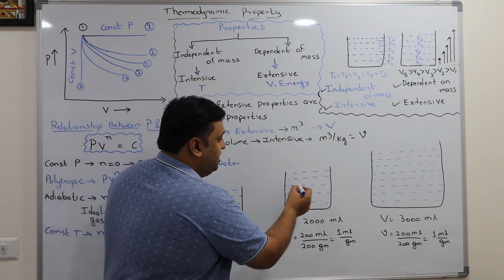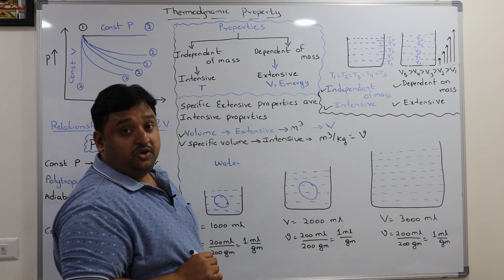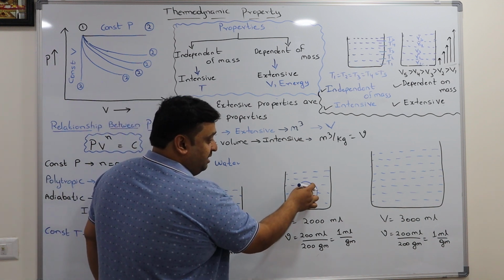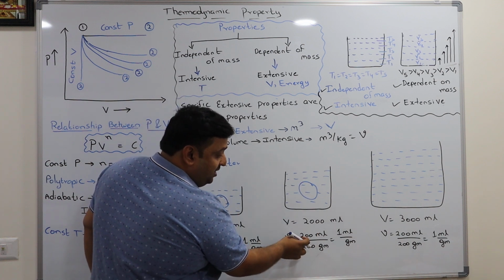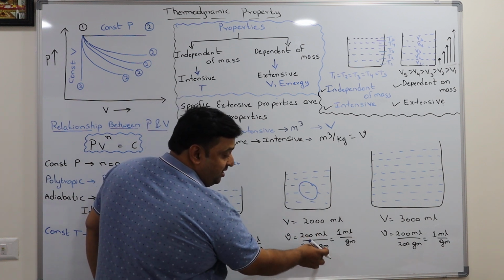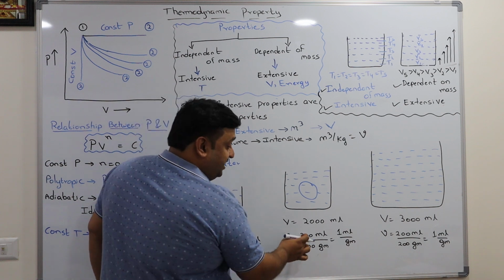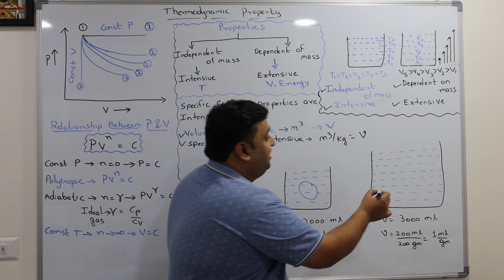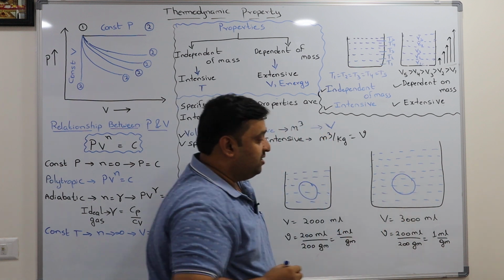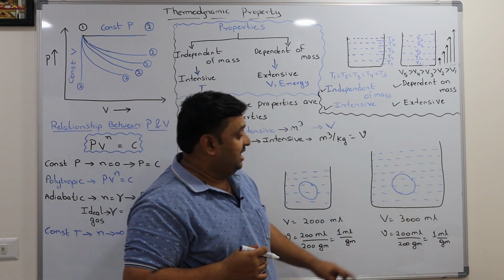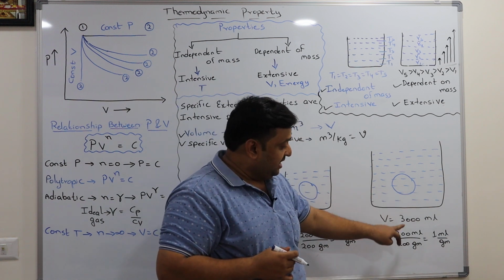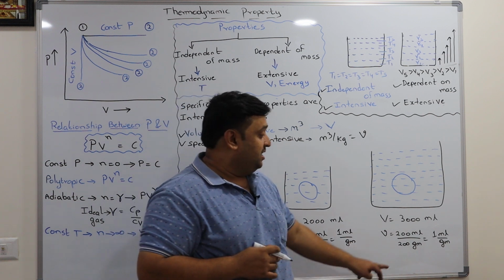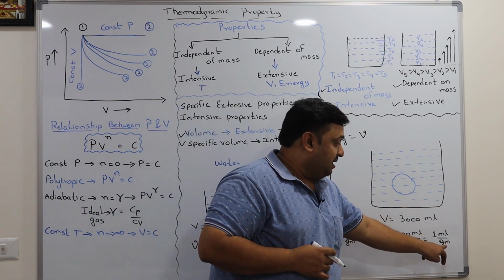Similarly, if I pick again 200 grams of material from this container and measure its volume, again it will be 200 ml only per 200 grams of material I have removed. Again the specific volume is 1 ml per gram. Similarly, if I again pick 200 grams of material and measure its volume, the volume will be 200 ml. So if I calculate the specific volume, it will be 1 ml per gram.